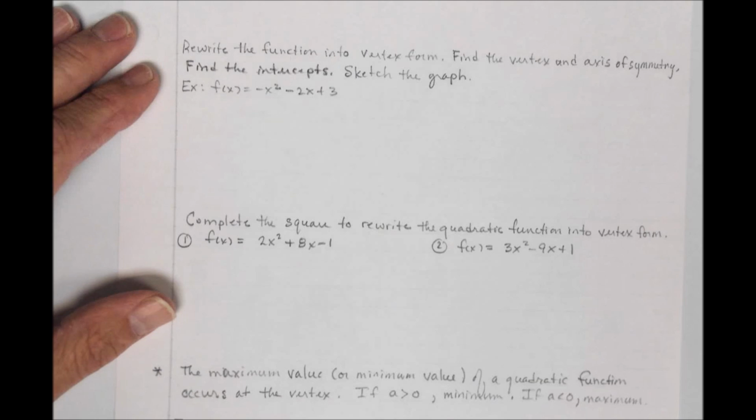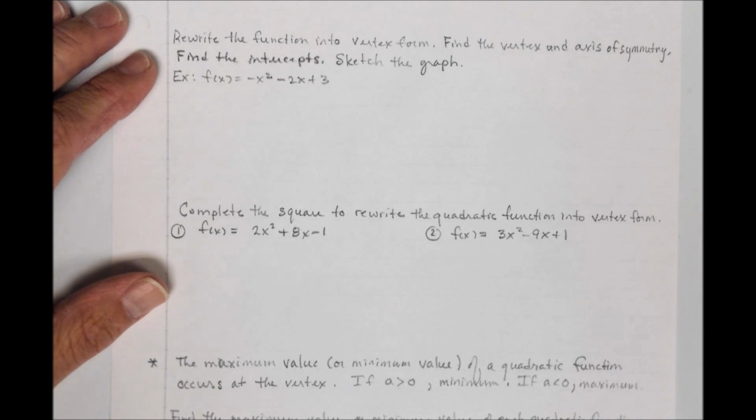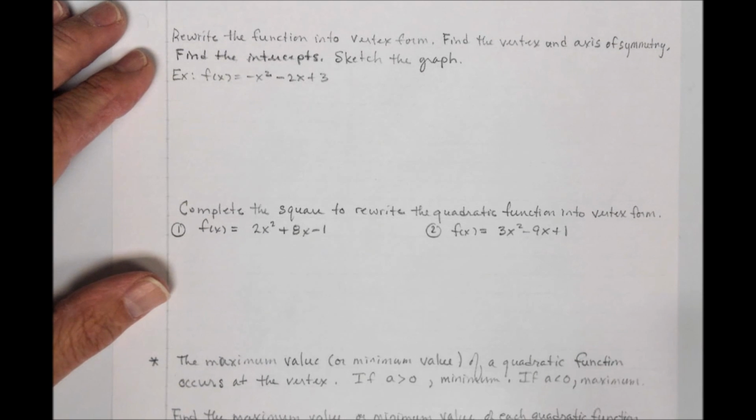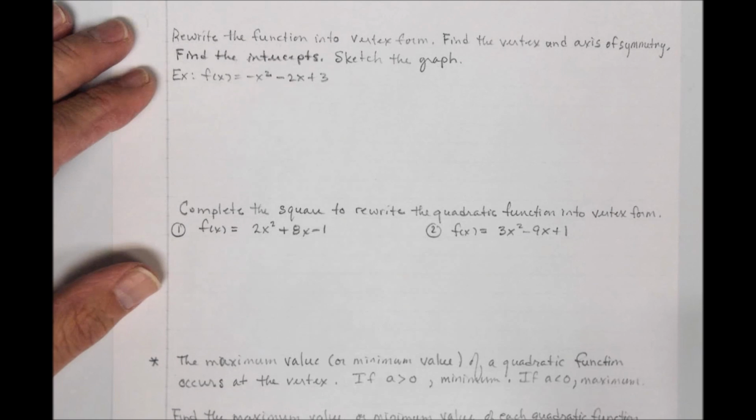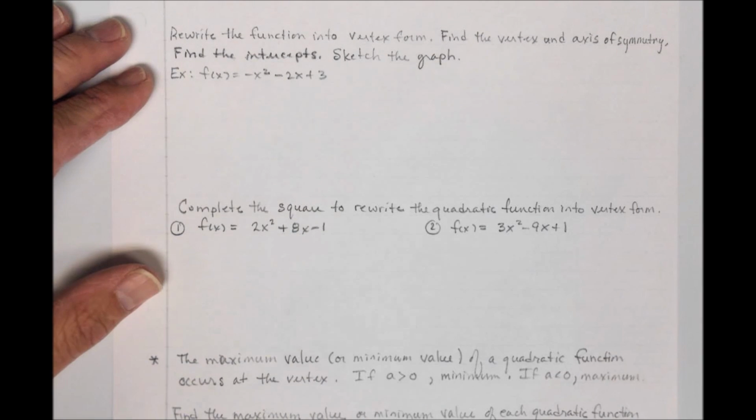Next, I want to rewrite the function in vertex form. So that's going to involve completing the square. And then I want to find the vertex and the axis of symmetry. And I'm also going to find the intercepts this time. I found them last time kind of conveniently. I'm going to find the intercepts and then I'm going to sketch it. So don't lose that graph paper. I'm going to need that back in just a second.